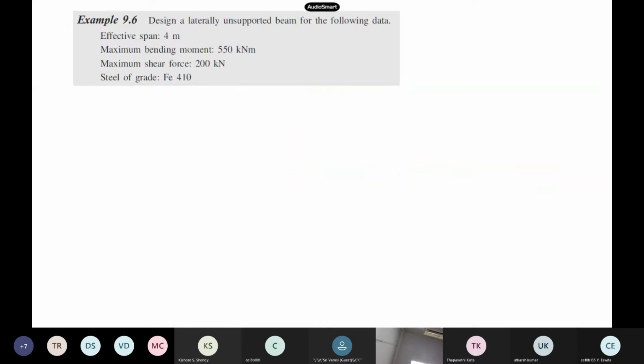Okay, so now let us see one more problem on lateral torsional buckling. How do we solve this type of problem? It's very, very easy. You can use the tables or formula, whatever you like. So this is a laterally unsupported beam. The problem will be like this: laterally unsupported. If they mention that, it means there are no restraints for this beam itself.